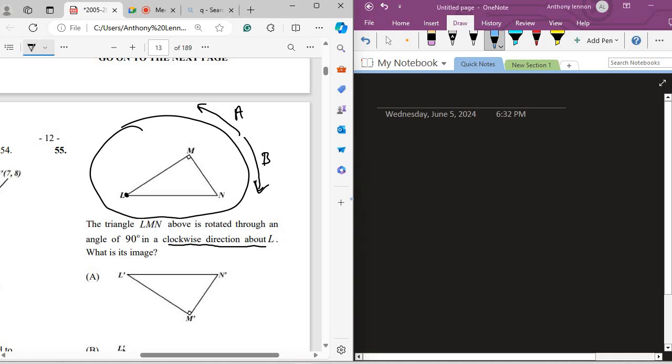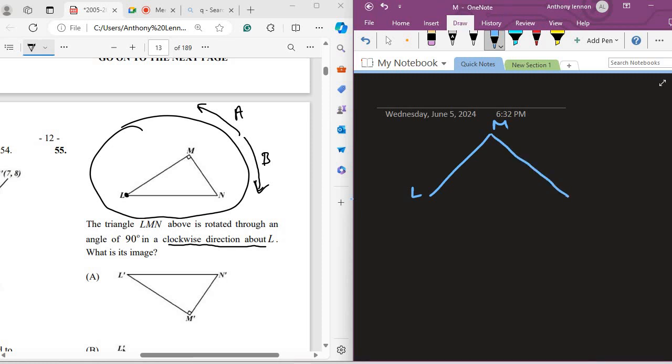All right. So if we have a shape like this, guys, L, and this is M, and this is N, right? 90 degree here. Remember, we're going to put a pin right here, and we're going to rotate this shape clockwise, meaning going that direction. So that means LM, if it's 90 degrees, let's draw the new shape.